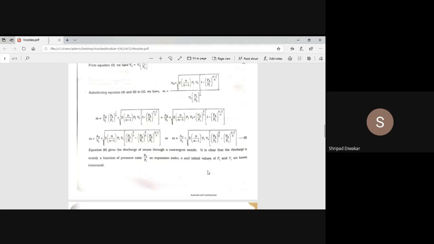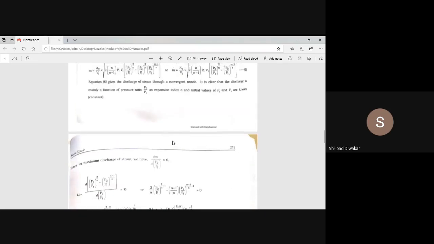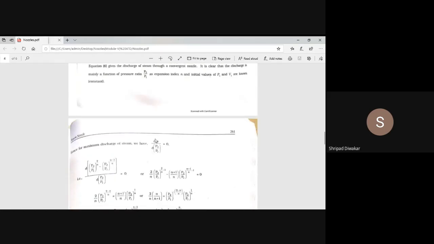To get the maximum discharge, you are going to differentiate this equation with respect to P2 by P1 and equate it to 0. That we are doing in the next step. Okay, so that is differentiation of this term with respect to pressure ratio and equate it to 0 for getting the maximum discharge of fluid in the nozzle. Okay, same thing I am writing. For maximum discharge, dm divided by d of P2 by P1 equals 0.